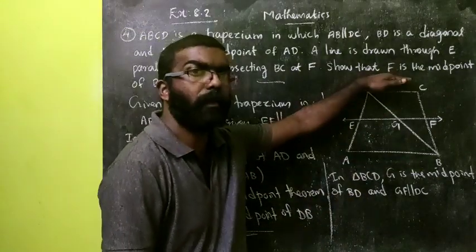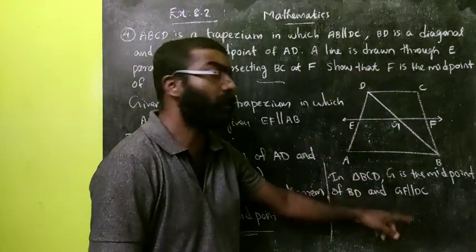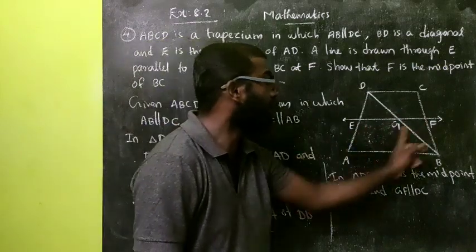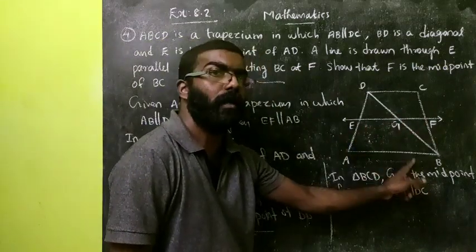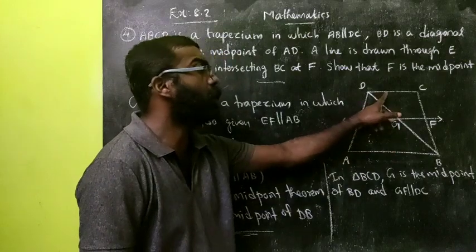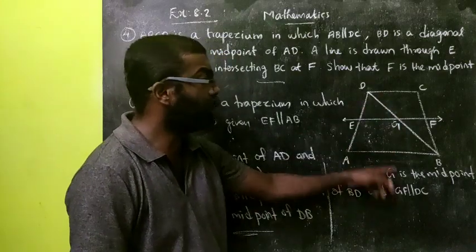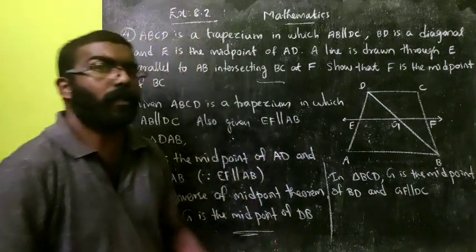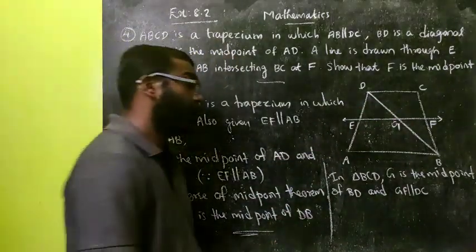AB and DC are parallel. ABCD is a trapezium in which AB is parallel to DC, and this line EF is parallel to AB. So EF must be parallel to DC also. So we can say GF is parallel to DC. Here also we can apply the converse of midpoint theorem.